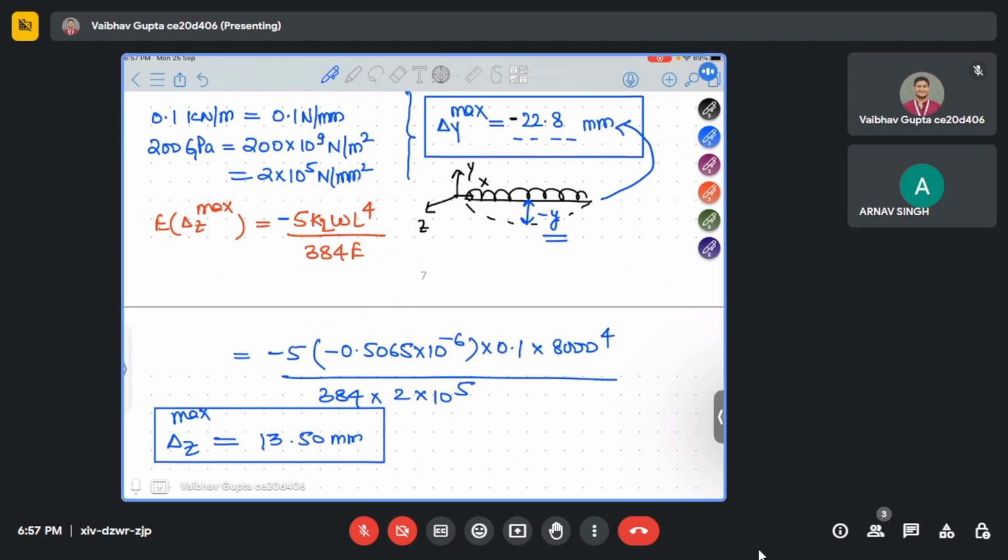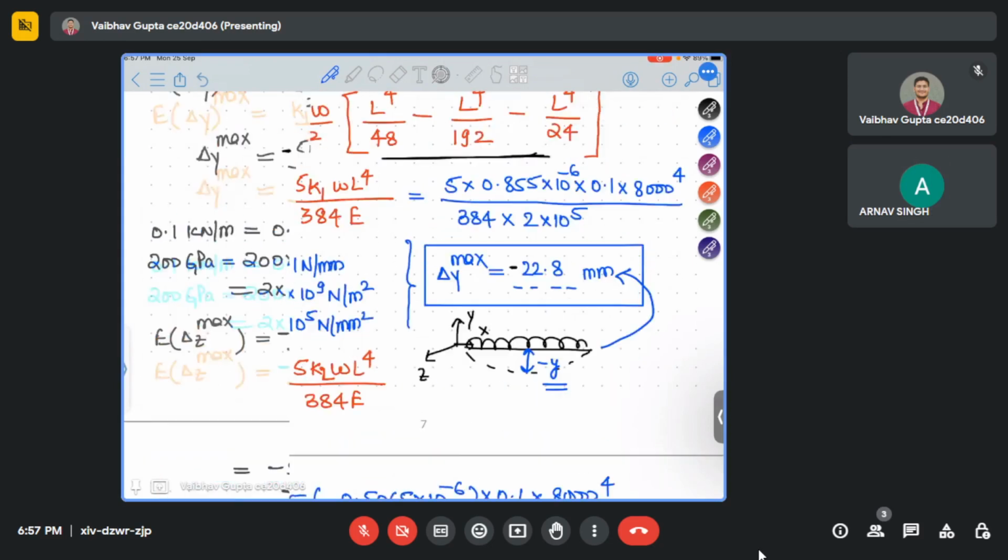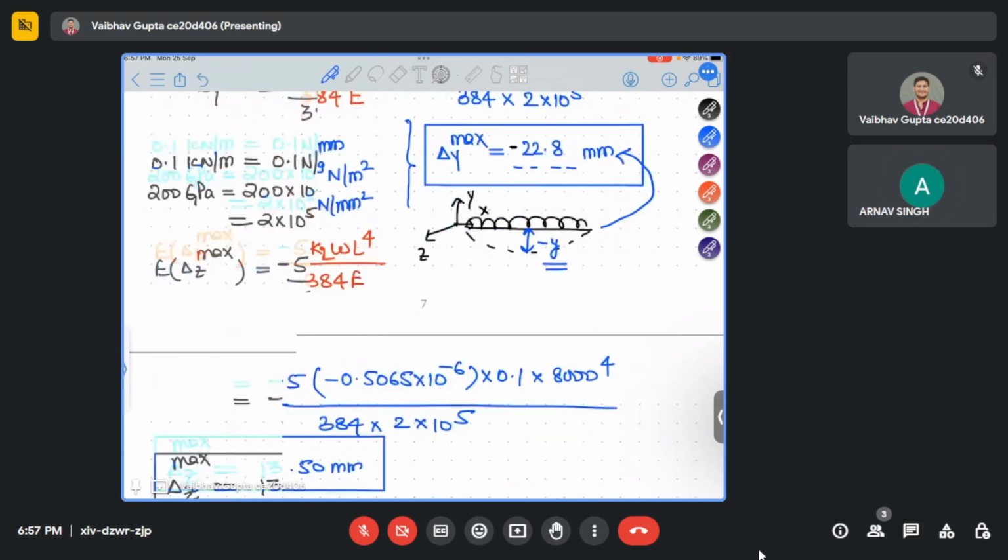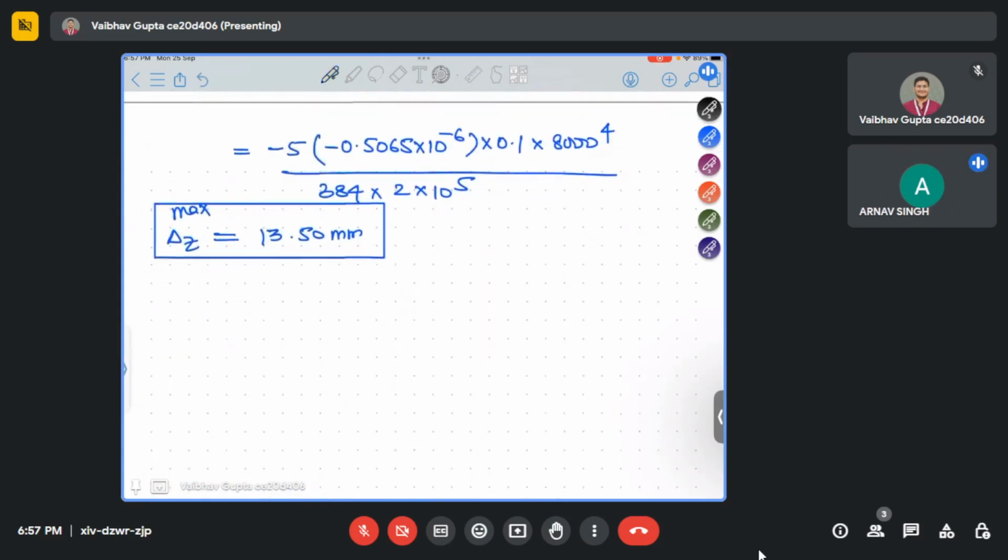Understood how to calculate deflection in the z direction and y direction? Yes. How to get the maximum value? Okay, so these two are done. Now we'll go to the next question.